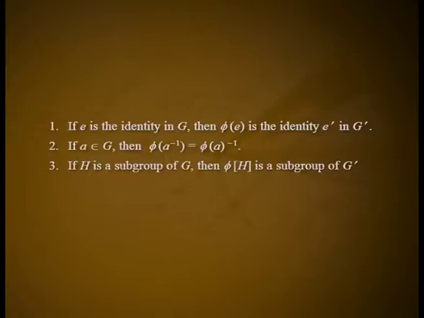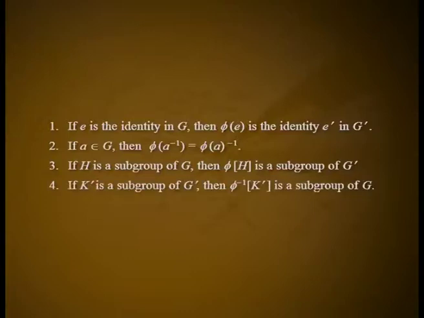Theorem 2. Let φ be a homomorphism of a group G into a group G'. 1. If e is the identity in G, then φ(e) is the identity e' in G'. 2. If a belongs to G, then φ(a⁻¹) = φ(a)⁻¹. 3. If H is a subgroup of G, then φ(H) is a subgroup of G'. 4. If K' is a subgroup of G', then φ⁻¹(K') is a subgroup of G. In other words, φ preserves the identity, inverse and subgroups.